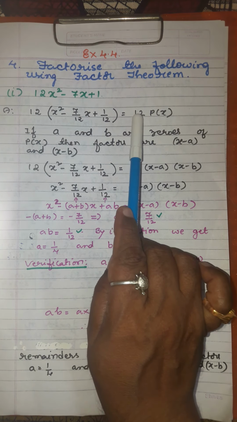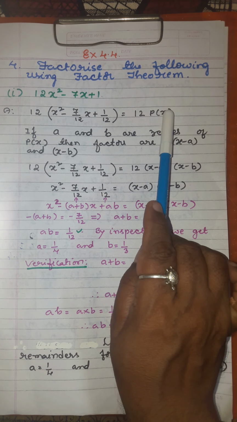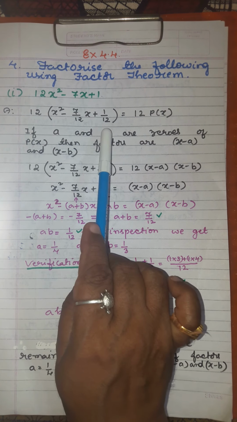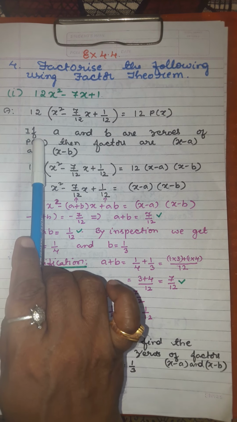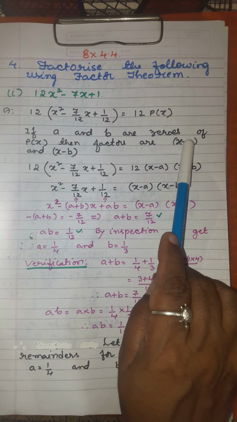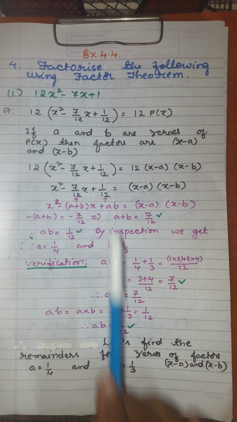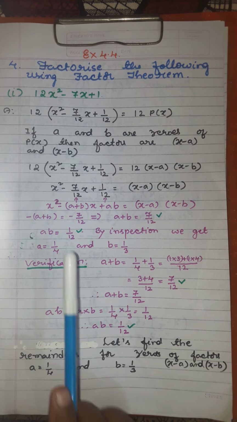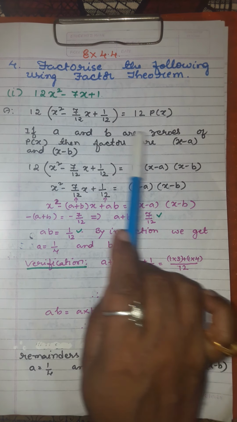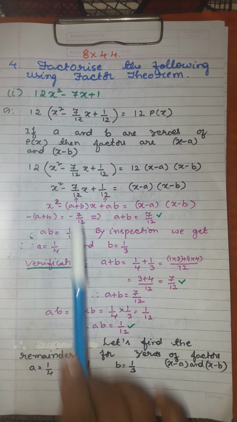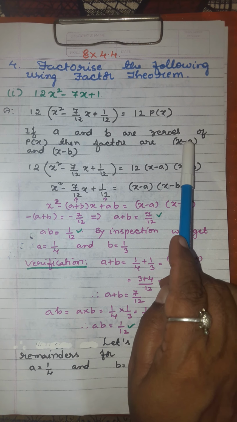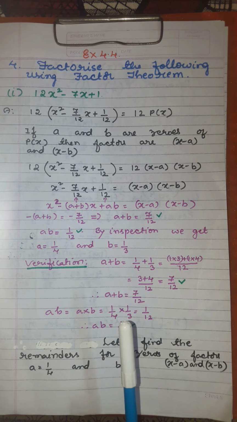So let it be equal to 12 into p(x), where p(x) is a polynomial. If a and b are zeros of p(x), that is the polynomial, then the factors of the given polynomial are x minus a and x minus b. Observe keenly here, when we have a plus sign here, it becomes minus. So you can see the change in the sign in the factors.